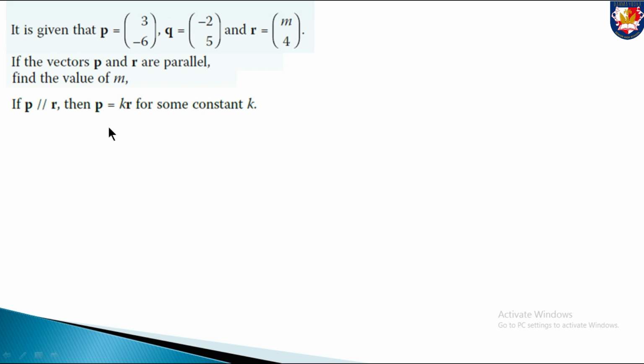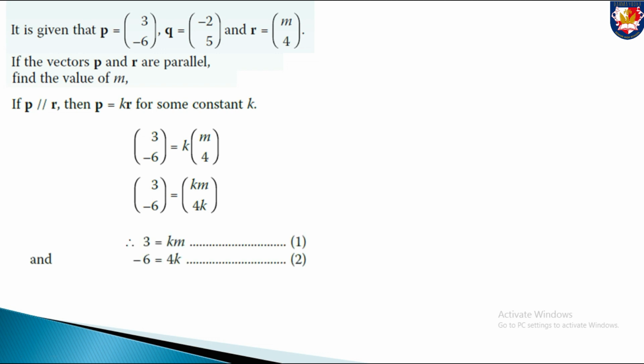So what's p? p is (3, negative 6) equal to k times r. r is (m, 4) from here. So (3, negative 6) equal to k times m, km, k times 4, 4k. And then we find two equations, 3 equal to km and negative 6 equal to 4k. From the second equation, we find the value of k equal to negative 3 per 2. And then substitute the value of k equal to negative 3 per 2 into the first equation. 3 equal to km. That means 3 equal to negative 3 per 2, that's the value of k, times m. And the value of m equal to negative 2. This is how to solve this kind of question.